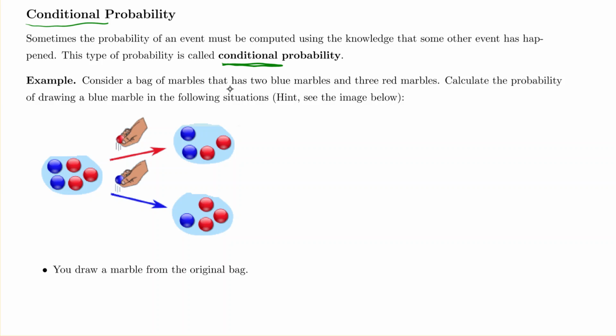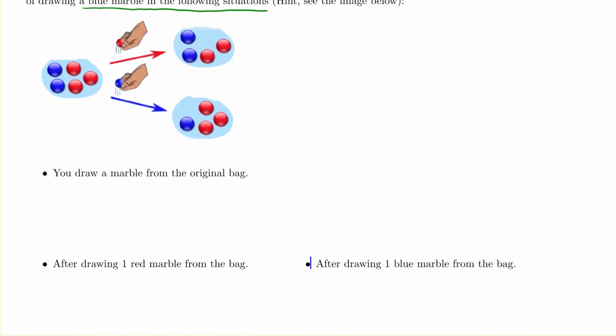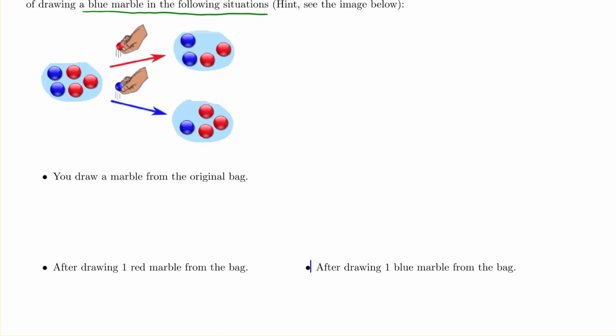Consider a bag of marbles that has 2 blue marbles and 3 red marbles, so total 5 marbles. Calculate the probability of drawing a blue marble in the following situations. We can use this image as a hint, but let's look at the first part of the problem. You draw a marble from the original bag. If you're drawing 1 marble from the original bag, which has 5 total, what is the probability that we'll select blue? It's 2 out of 5, because we have 2 blues out of a total of 5.